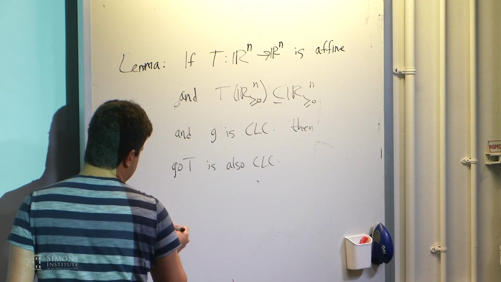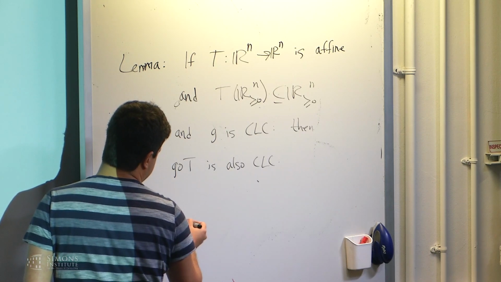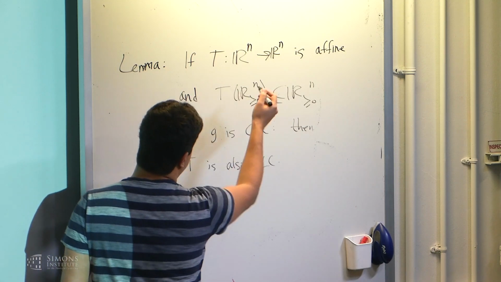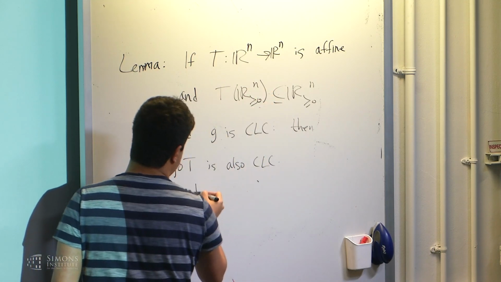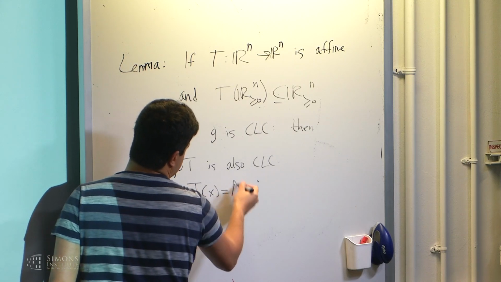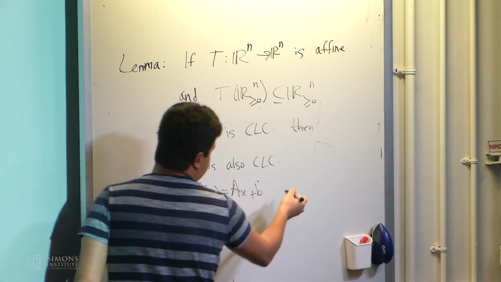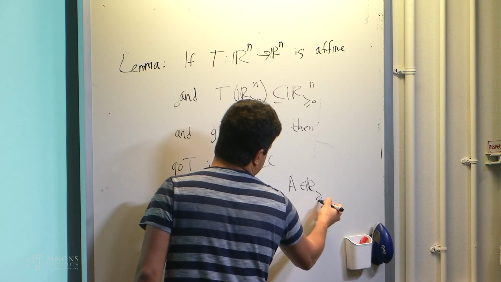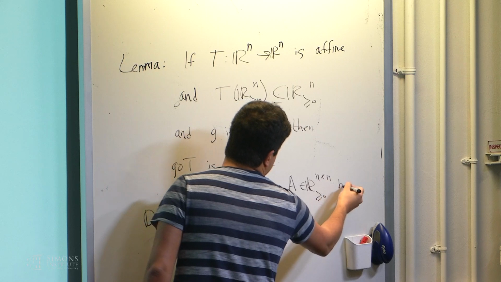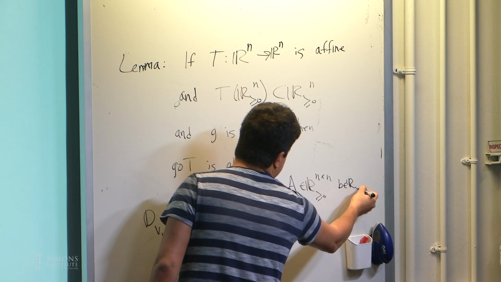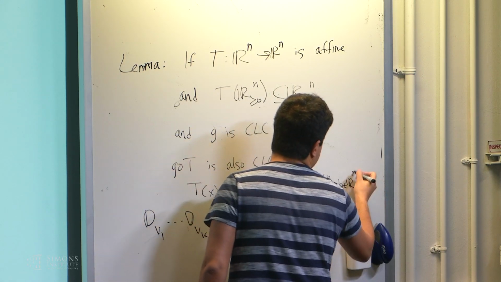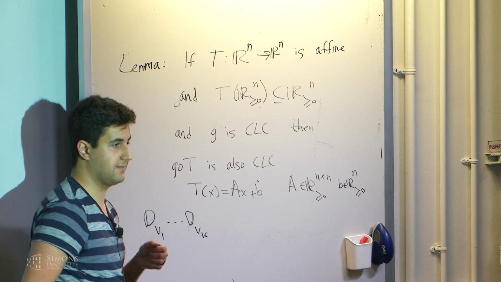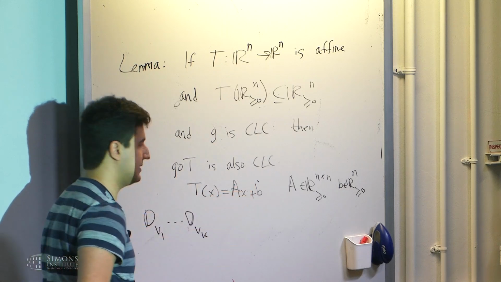So what I'm saying is that when you're taking dv1 up to dvk of, so your affine transform is always of this form. T of x is equal to ax plus b. And A has positive entries. B also has positive entries. So that's what I mean by the positive orthant being preserved. You can just check that this is equivalent.